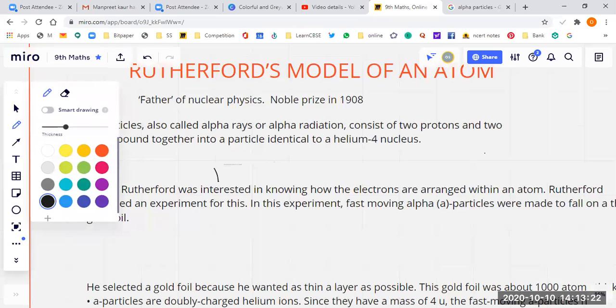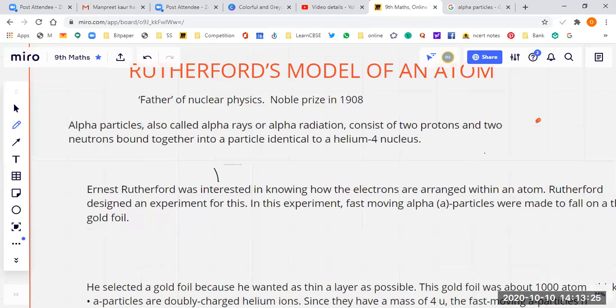So if you just see, we have two protons and two neutrons. You know this. So the sum of four particles is one alpha particle. This is the alpha particle. He bombarded alpha particles on gold foil and then observed the result. They were really astonishing results. Ernest Rutherford was interested in knowing how electrons are arranged within an atom.